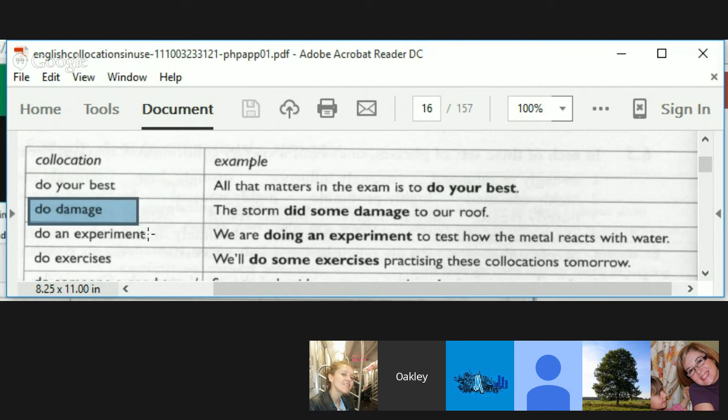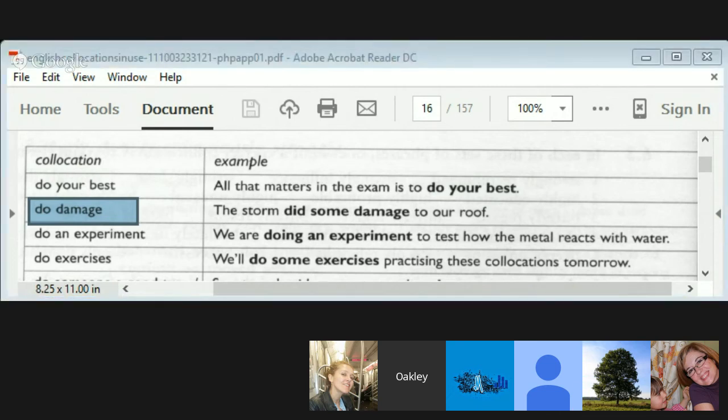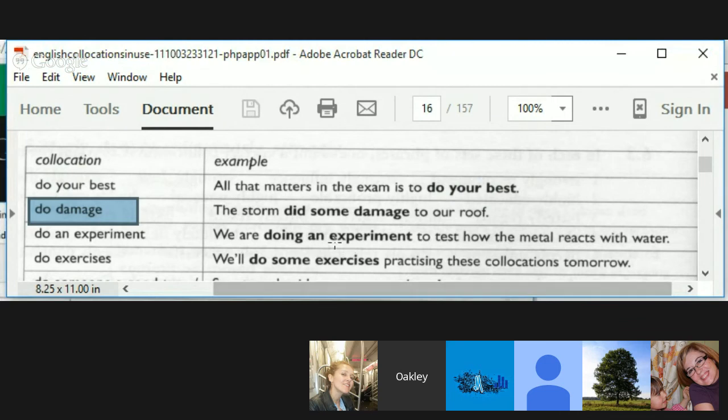Do damage. Okay, do damage. The storm did some damage to our roof. All right. I have to say to everyone, you can do damage, but you can't do an injury. Even though most people get damage and injury confused, what's the difference, Rebecca, between damage and injury?